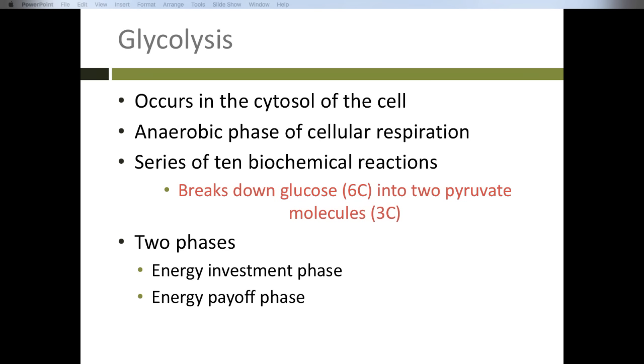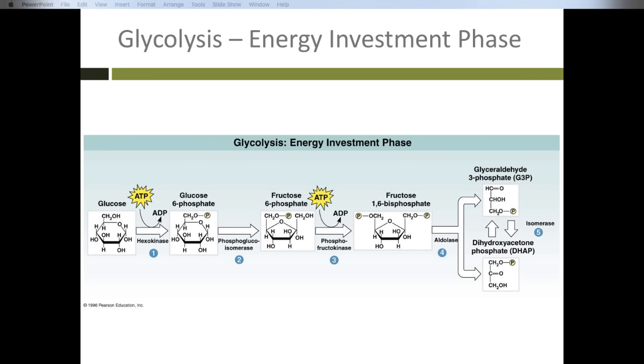In order to do this, we have to begin with an energy investment phase. We have to put in some ATP to get the reaction started, just like lighting a match to start a bonfire. At the end of glycolysis, there's an energy payoff phase where you get to harvest some of the energy from this stage. Remember, glycolysis is a series of 10 different steps.